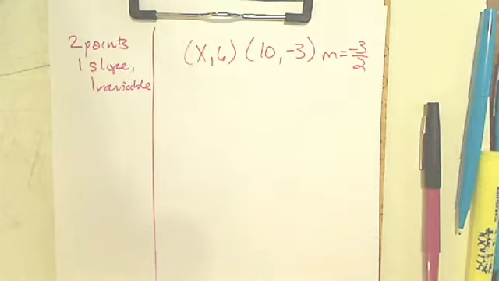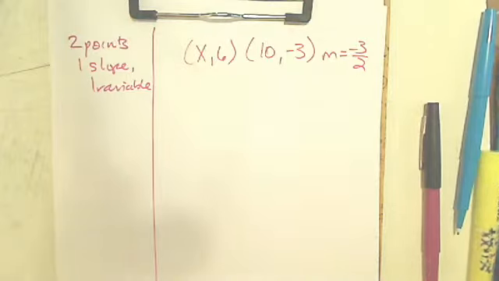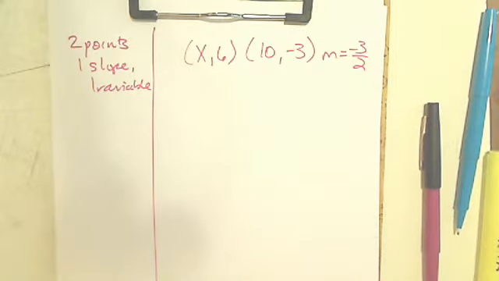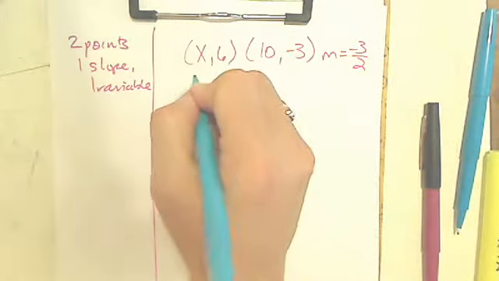The slope's already given to you. You're finding the value for X. How do you do this? It's very easy. Well, let's see here. Label what you know.